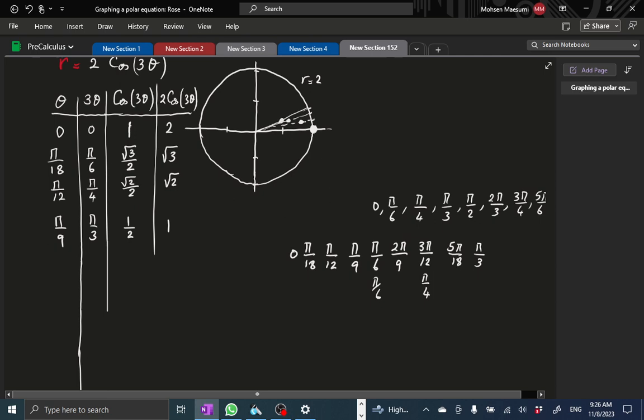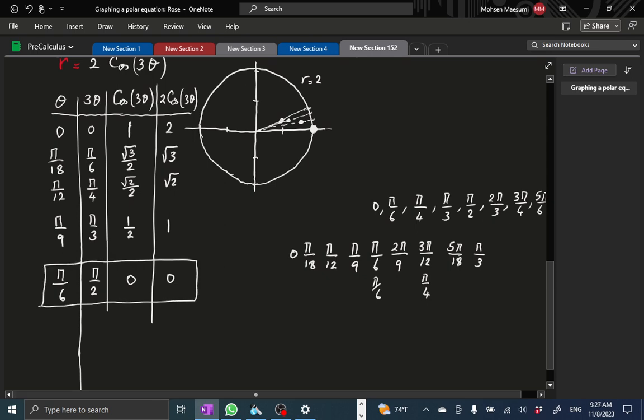And then we continue going. So that was pi over 9. Then I have my pi over 6. Triple of that is what? Triple of that is pi over 2. What's cosine of pi over 2? That's a critical point. It's a 0. Double of that, still 0. So what is this? This is the important point.